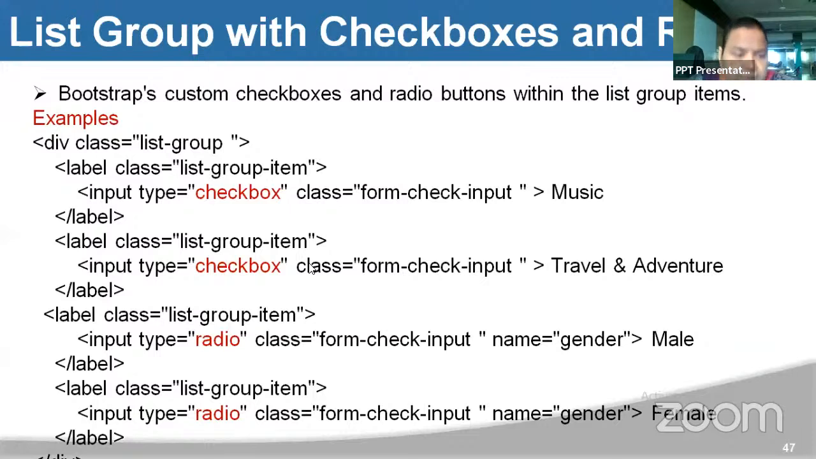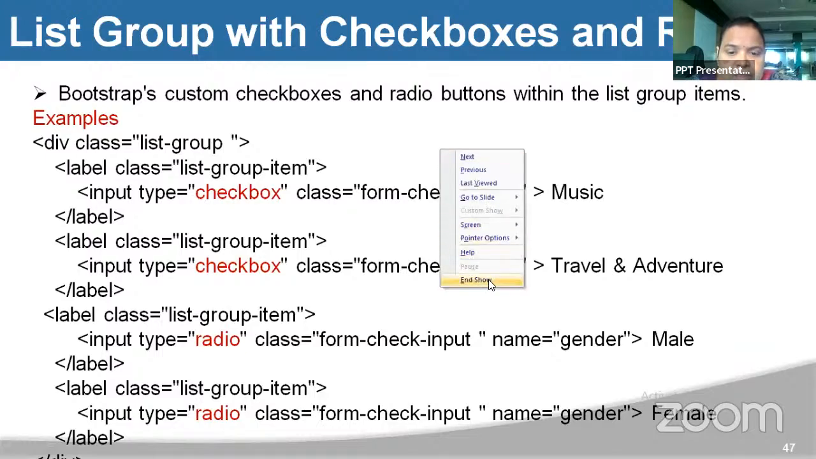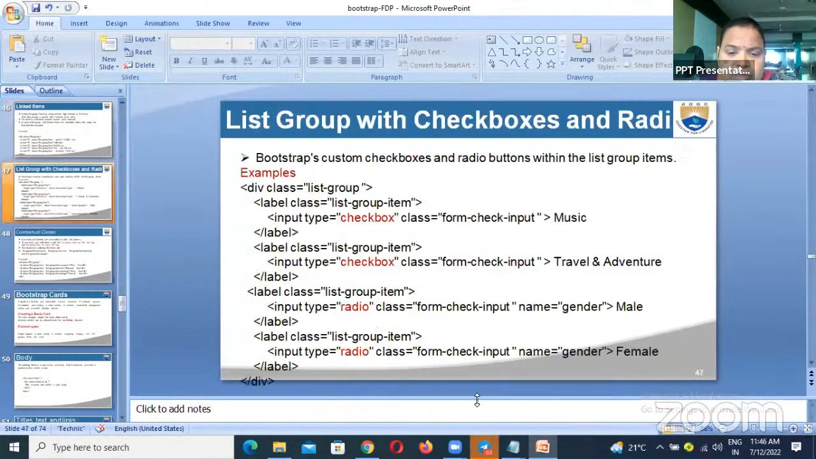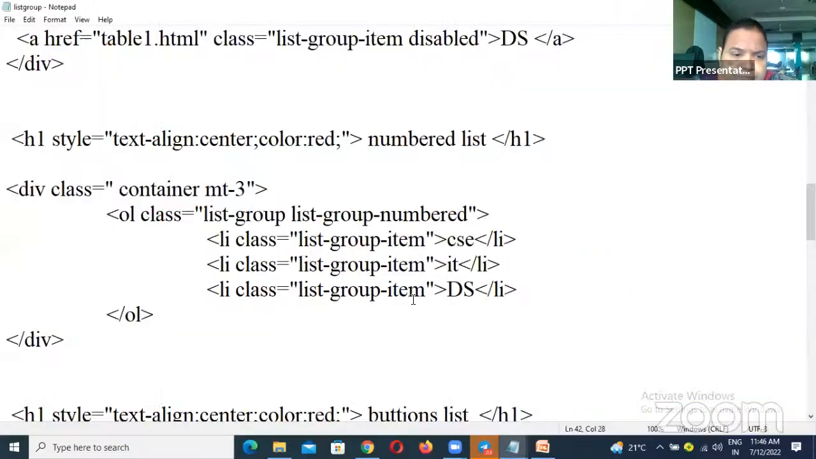Like that for the radio button also: input type is equal to radio, form-check-input. Radio buttons are used for true or false purposes, where only one thing can be checked, like male or female. Go through your program to see how the checkboxes and radio buttons are displayed.